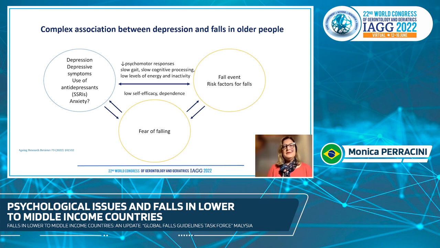For instance, depression-associated symptoms such as slow gait, particularly during dual task, slow cognitive processing, and decreased psychomotor responses can increase the risk of falling and are also present in older people with fear of falling. In the opposite direction, falls and fear of falling can also lead to poor self-efficacy and dependence, and also increase the likelihood of depression. However, the specific mechanism of this complex relationship between depression, depressive symptoms, use of antidepressants, fear of falling, and falls are not entirely clarified yet.